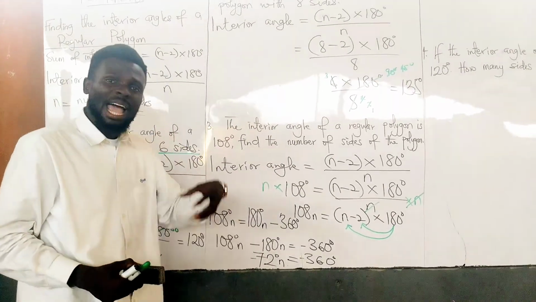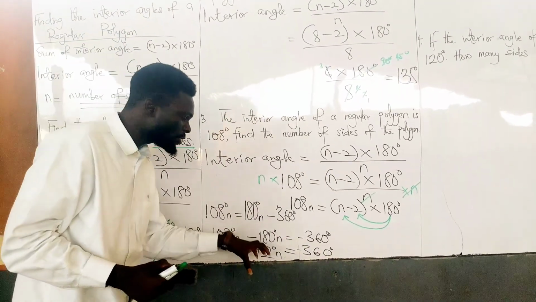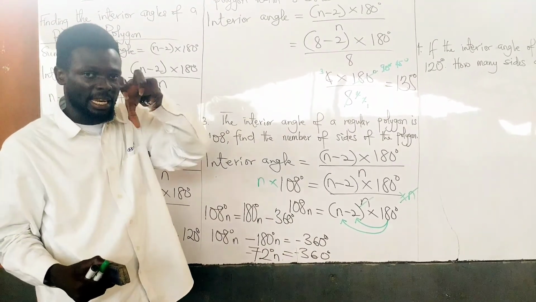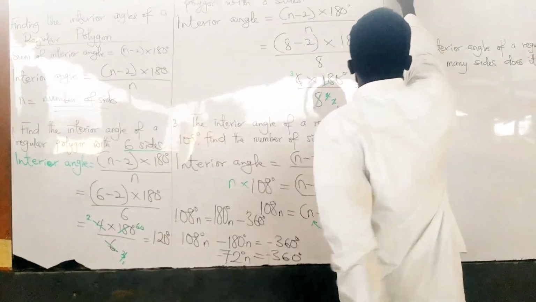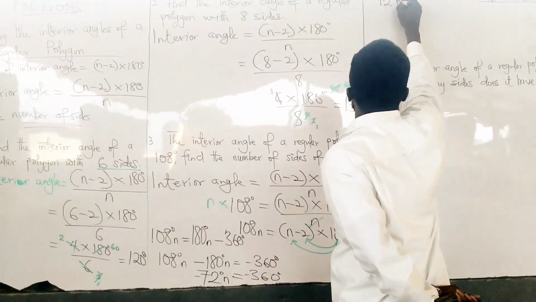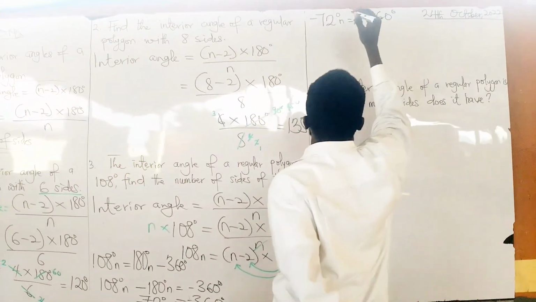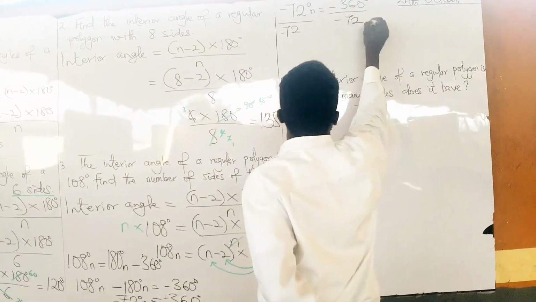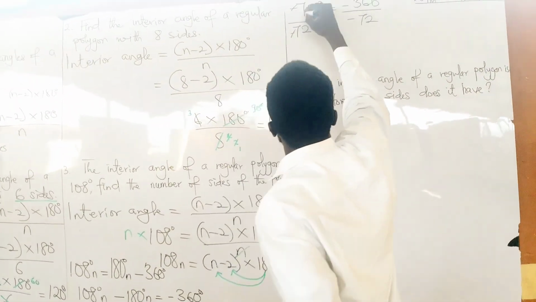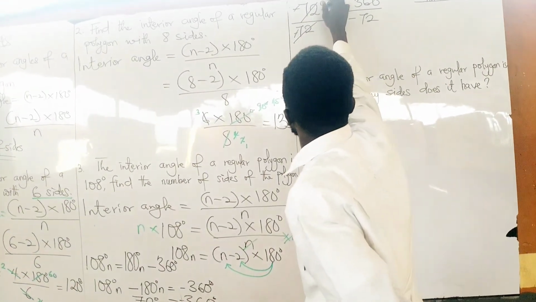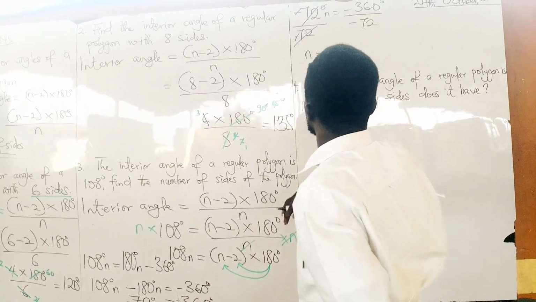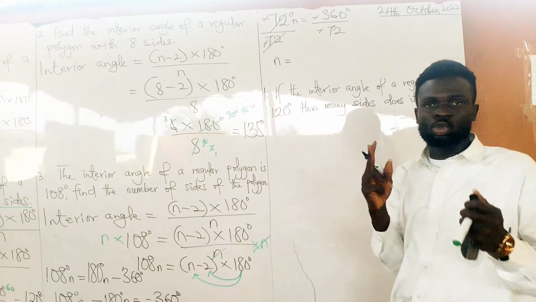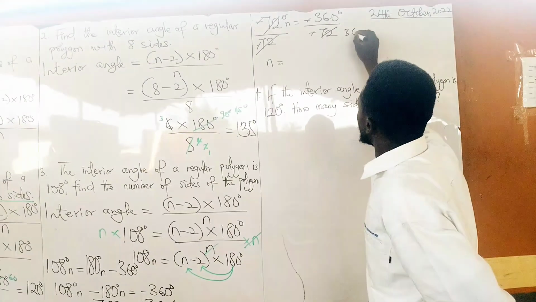Then what do I want? I want n. So divide both sides by what we don't need. What don't we need? We don't need negative 72. We want n. So in so doing, we are going to say negative 72 degrees n is equal to negative 360, divided by negative 72, divide by negative 72. Negative cancels negative, 72 will cancel 72. Now I have n is equal to, negative will cancel out negative. Then we do the calculation here using 2. 2 here 36.